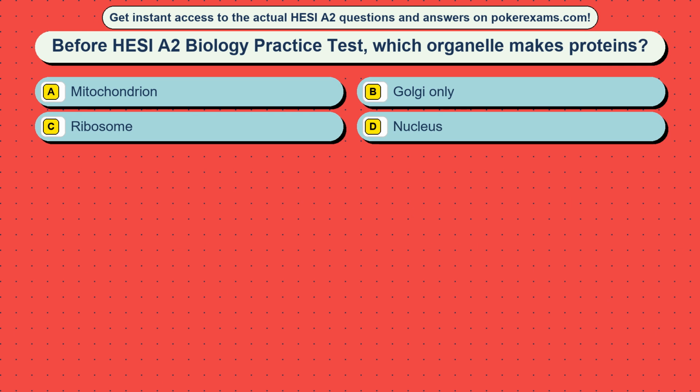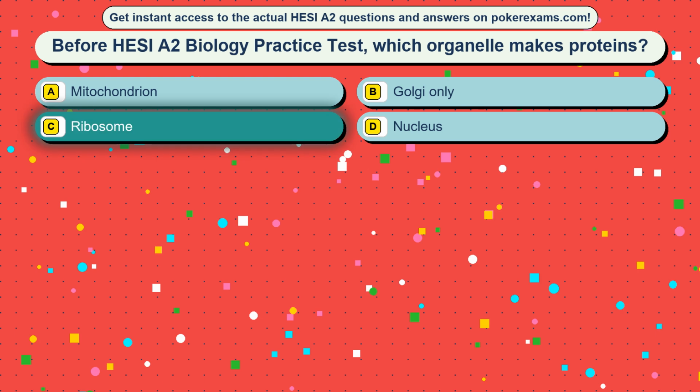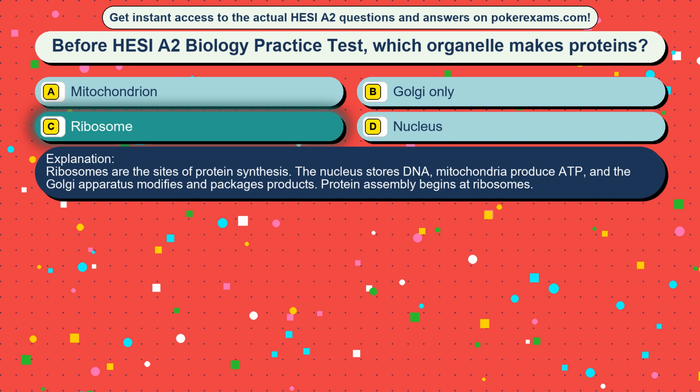Before HESI A2 Biology practice test, which organelle makes proteins? Option A mitochondrion, option B Golgi only, option C ribosome, option D nucleus. The correct answer is option C, ribosome. Ribosomes are the sites of protein synthesis.